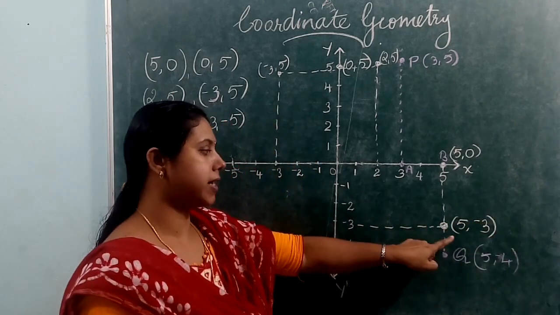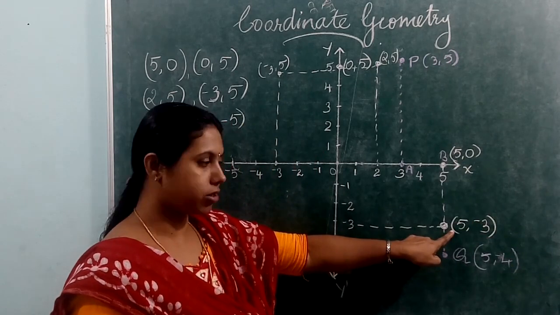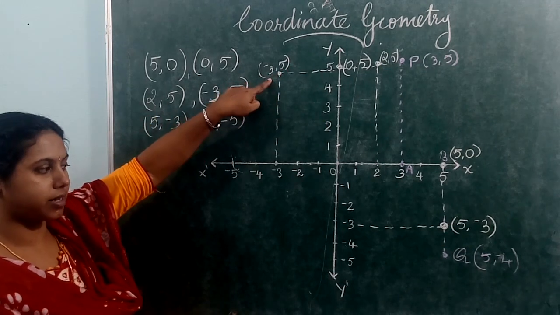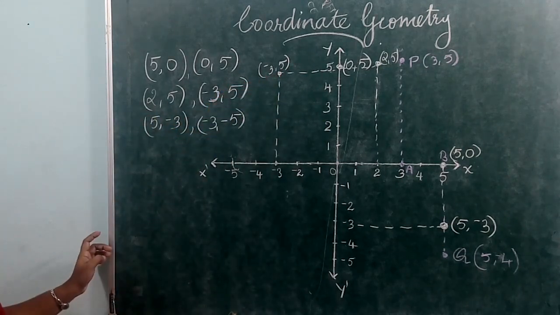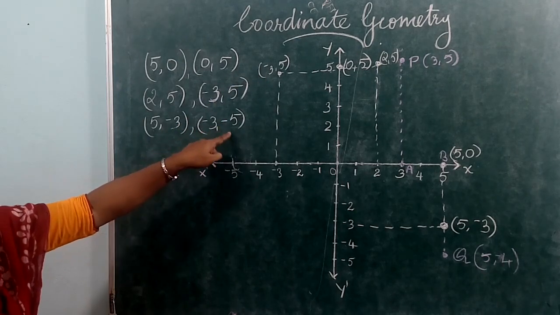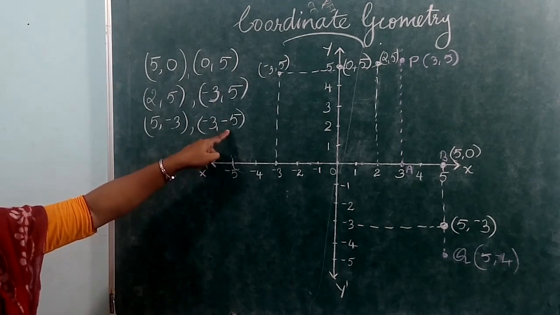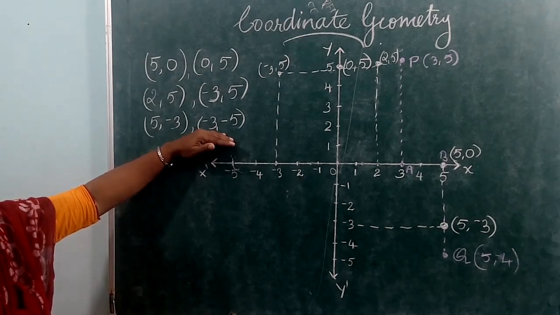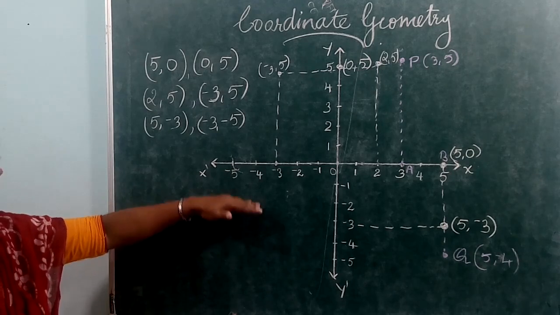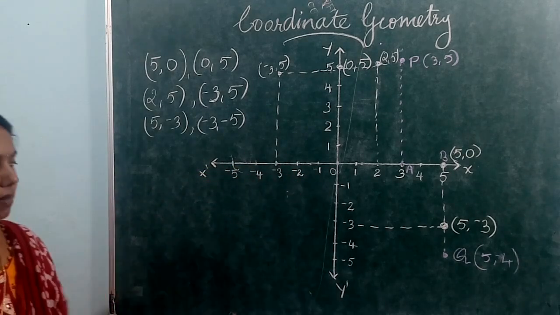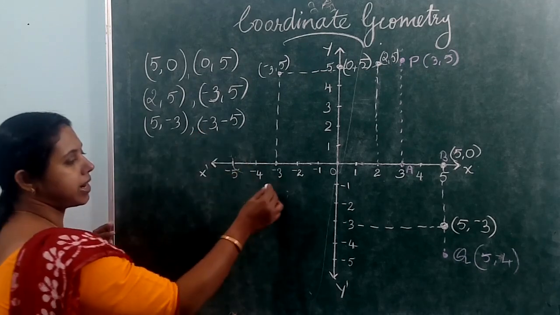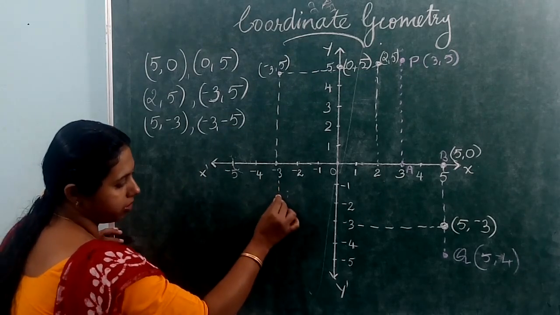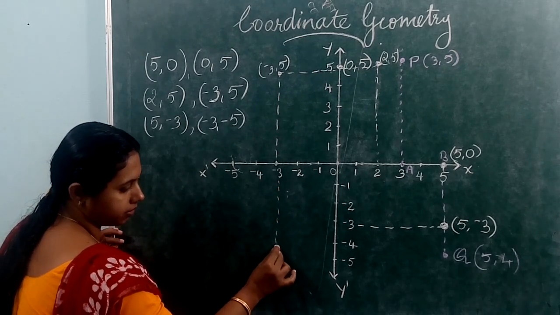The point 5, minus 3 lies on the 4th quadrant. The point minus 3, 5 lies on the 2nd quadrant. And next one, minus 3, minus 5. X coordinate and y coordinate both are negative. So this point lies on which quadrant? Yes, it lies on the 3rd quadrant. In the 3rd quadrant, x-axis and y-axis values both are negative. So the x coordinate is minus 3 and y coordinate is minus 5. So the point will be here.